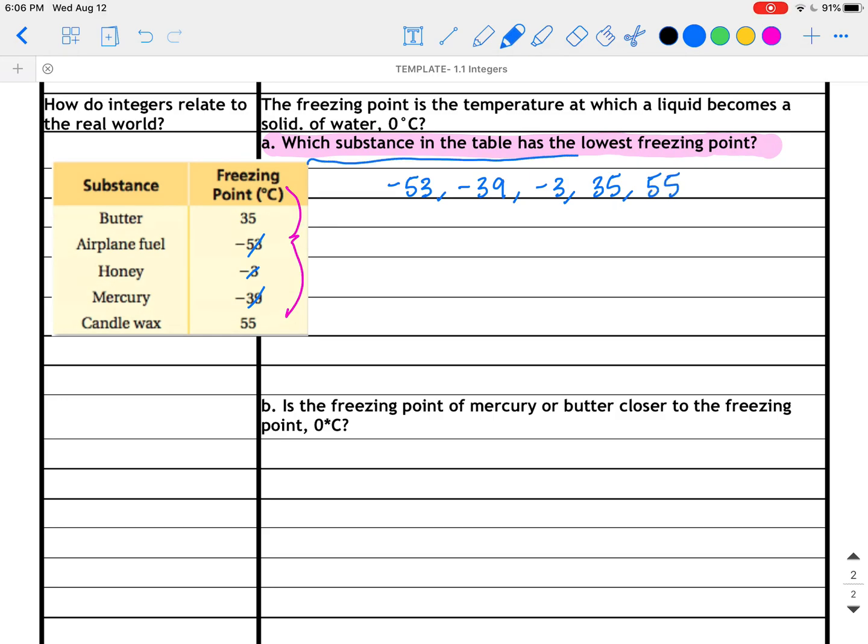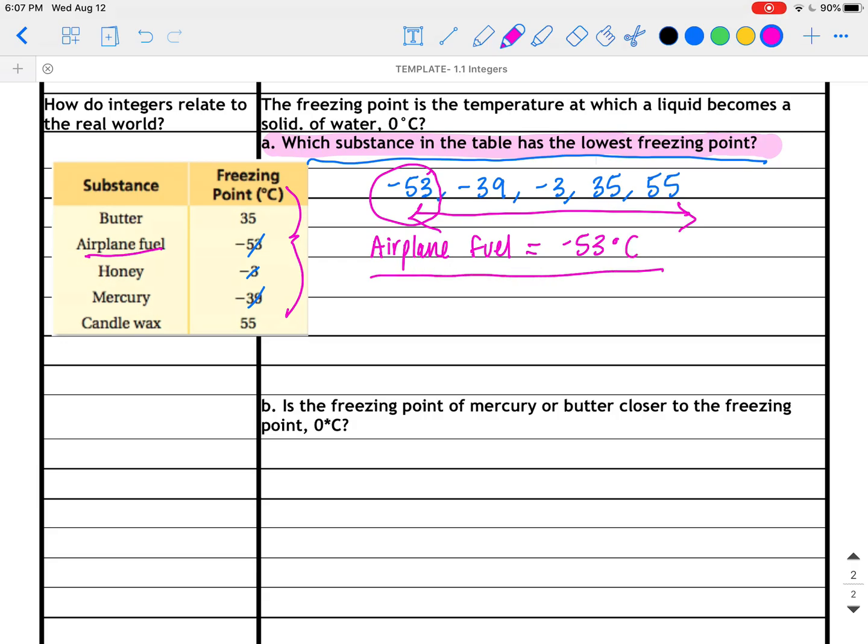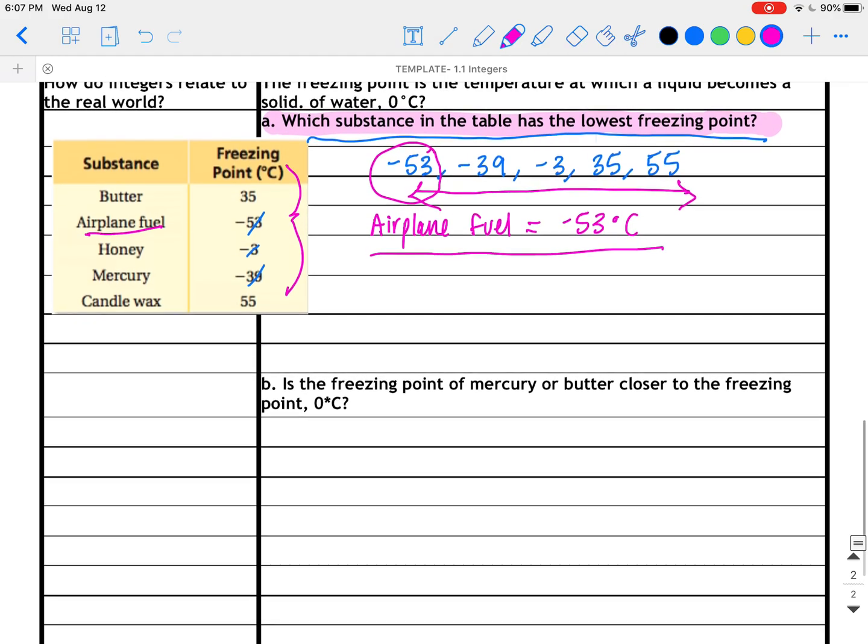So our question was, which substance in the table has the lowest freezing point? Now we ordered them from least to greatest, right? So we know then that our lowest is going to be the one on the very left, which is -53. So that means that is airplane fuel. So airplane fuel has the lowest freezing point, and that is equal to negative 53 degrees Celsius.